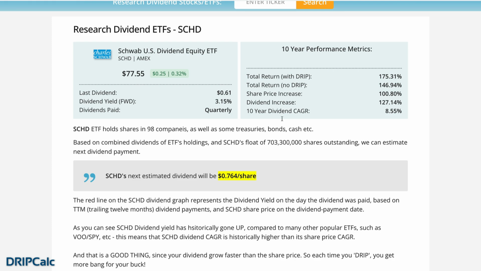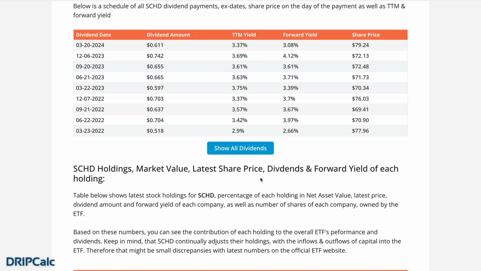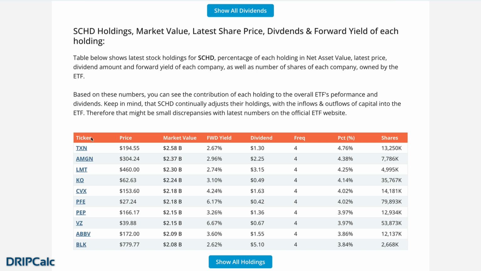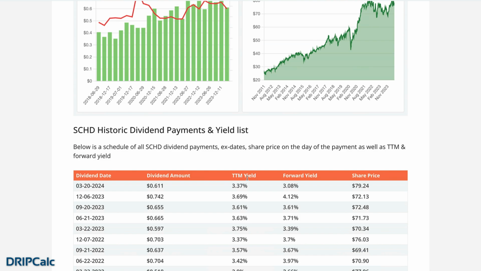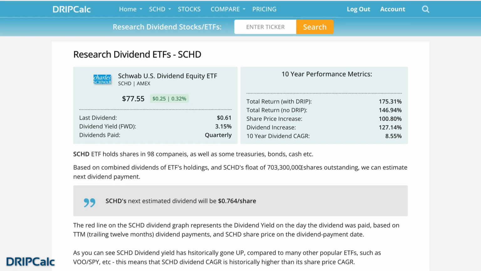Okay, so basically the way we come up with this estimate, this is automated. We have the holdings for the SCHD, they're right here. We take the total number of shares that they hold, and we calculate the total dividend that the fund will collect. So we take the dividend, this is quarterly, and most of them are quarterly. We multiply by the number of shares, and we add up all the dividends, and then we divide it by the number of outstanding shares.